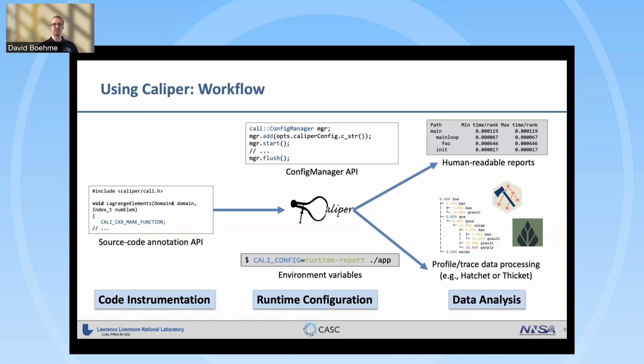There are several ways to do that. You can use an environment variable like this config variable down there, and you can also do that through an API, so the code can itself tell Caliper to measure performance. In the end, we want to analyze what Caliper recorded. Depending on the configuration, Caliper can produce different kinds of outputs.